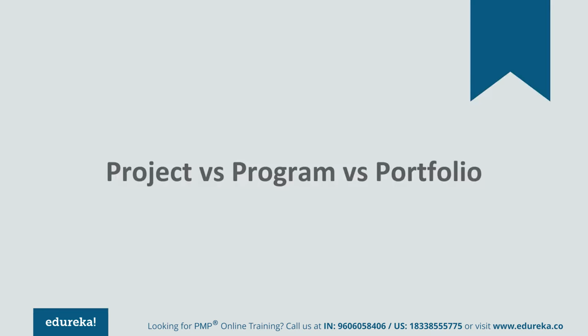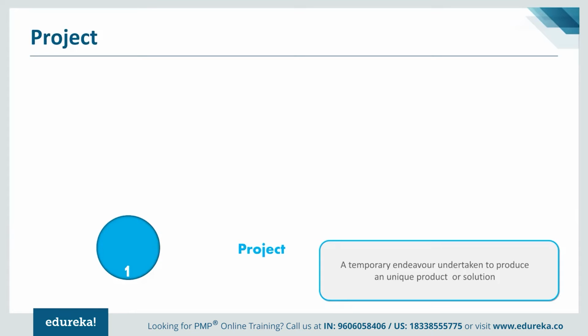Let's quickly understand the difference between project, program, and portfolio. To do that, we'll take another quick example so that you'll be able to relate it better. So project, as I mentioned, is a temporary endeavor undertaken to produce a unique product solution. It could be again in the form of a service, or it could be some result that you want to produce by the end of that project.